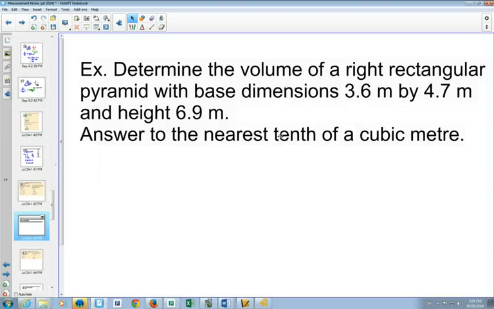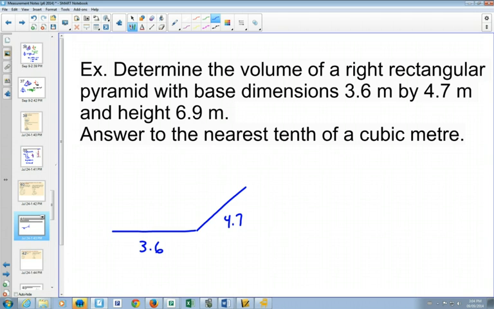So let's draw a picture of this. Go 3.6 in this direction, 4.7 in this direction. There's our rectangular base. And then I'll try to go right from the center here. It does tell us its actual height is 6.9.